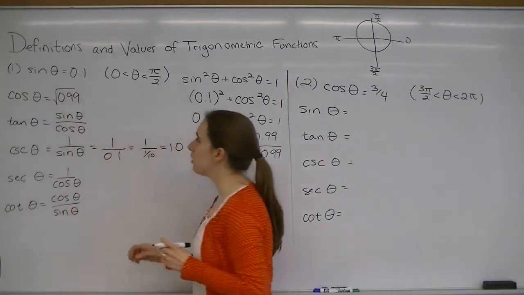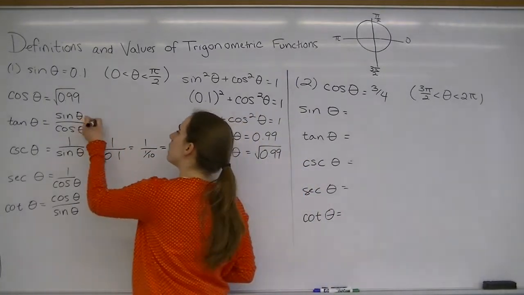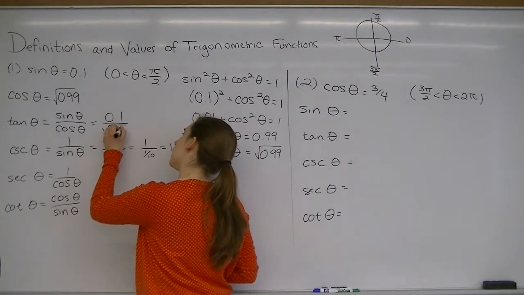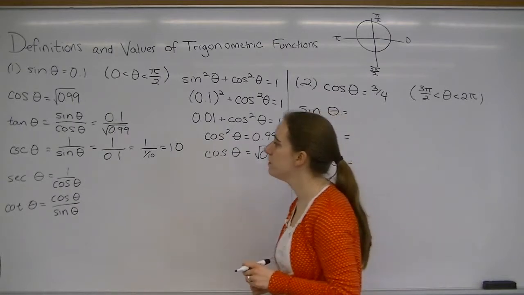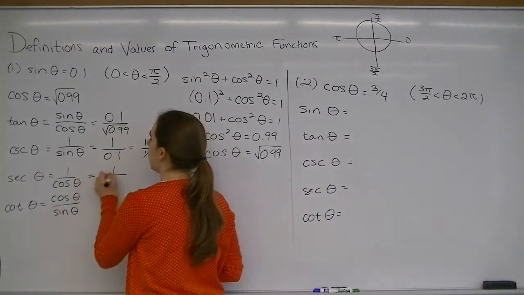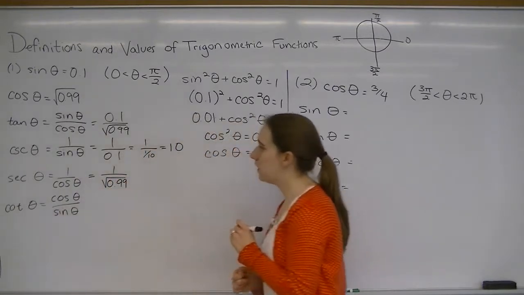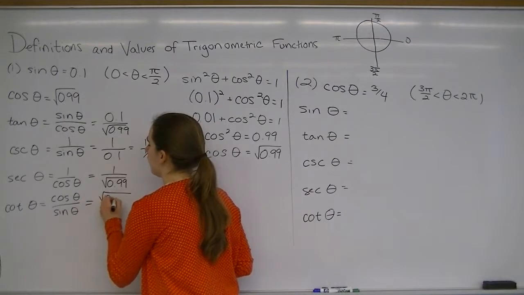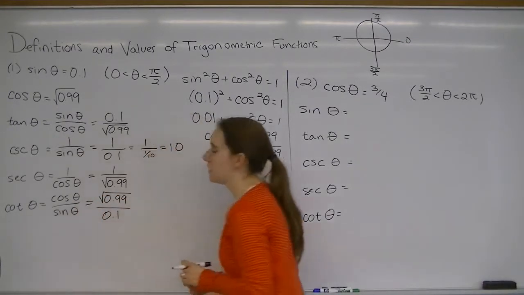So now that we know sine and cosine, we can find all of the rest of these. So for tangent, we just put those in. So there's our tangent for this angle. Secant is just 1 over the square root of 0.99. And then cotangent is just the opposite, or the reciprocal, I should say, of tangent.